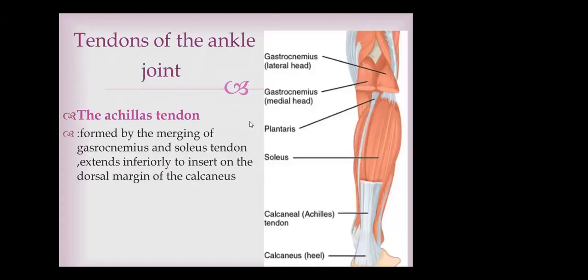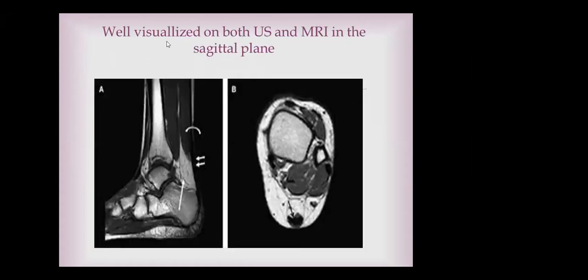At first, we'll talk about the Achilles tendon, which is the strongest tendon in the body, formed by merging of the gastrocnemius and the soleus tendon, and extends inferiorly to insert in the dorsal margin of the calcaneus. The Achilles tendon is well visualized on both ultrasound and MRI in the sagittal plane. This is a sagittal MRI showing the Achilles tendon inserting in the dorsum of the calcaneus. This is an axial section showing the Achilles, which is usually either concave or flat. If it's convex, it is abnormal.